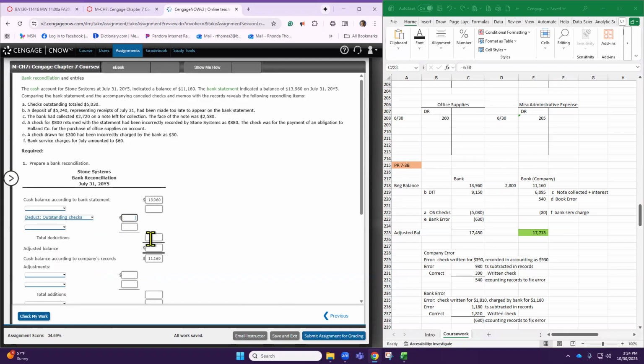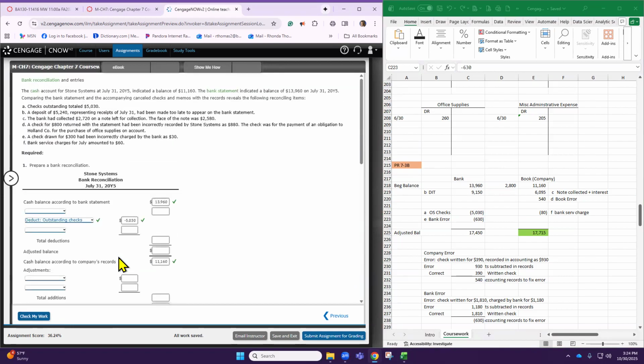Do they want us to put them in? I think so. I think they want them as a negative. So we got 5,030 bucks. Let me just check it. Okay. Yep. So they do want negatives where there is negatives, even though they say deduct. That's all right. Okay. So that's that.